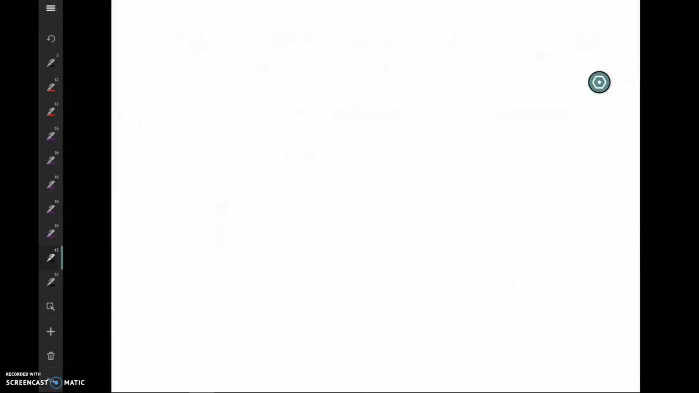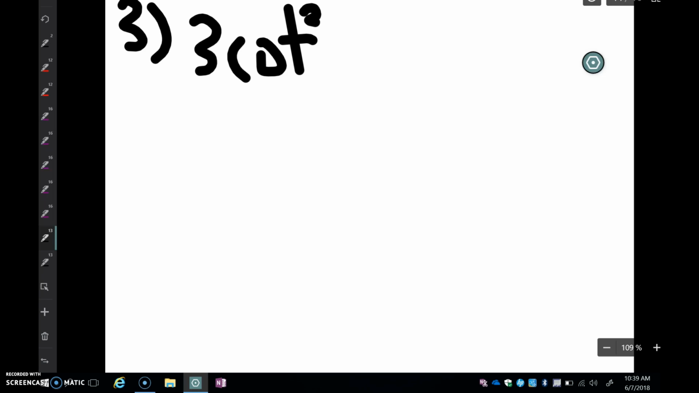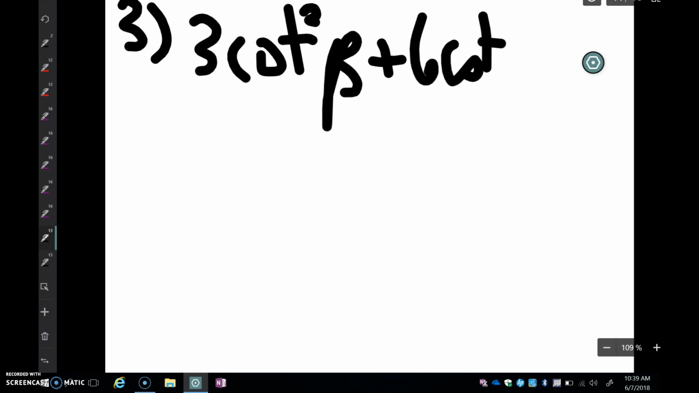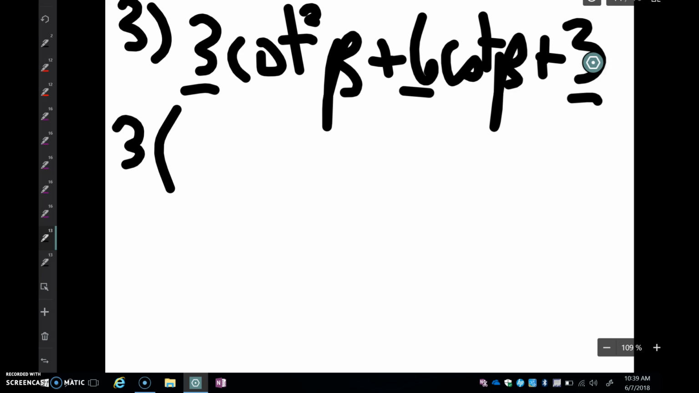So this problem is 3 cotan squared beta plus 6 cotan beta plus 3. Okay. Now the thing about this one is this one has a greatest common factor. If you look at the numbers in front of each term, you can factor out a 3. So that's the first step in factoring always.